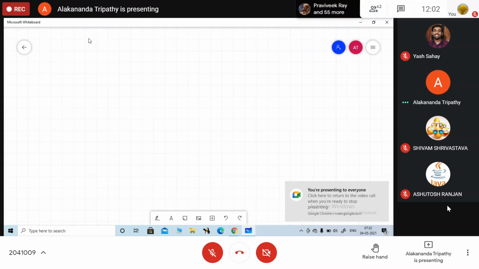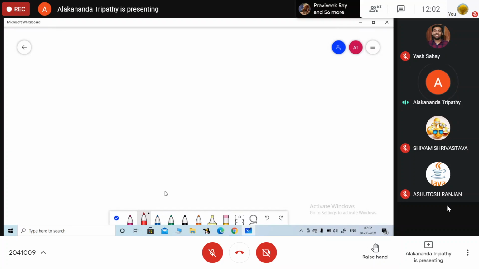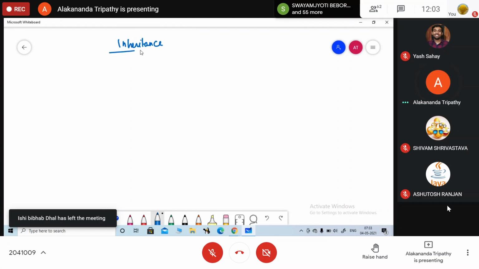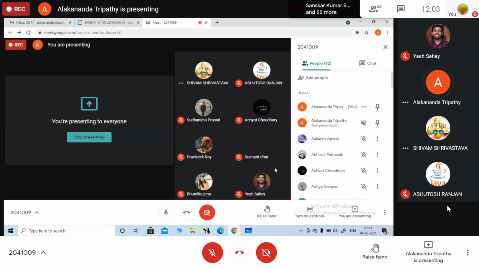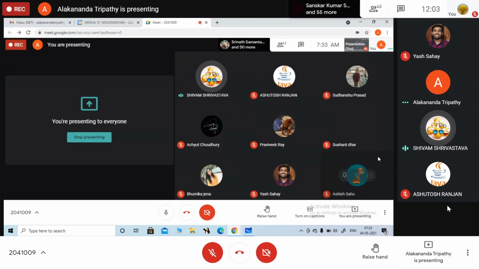Inheritance. What do you mean by inheritance? Anyone can give me the definition for inheritance? Inheriting the properties of other classes.